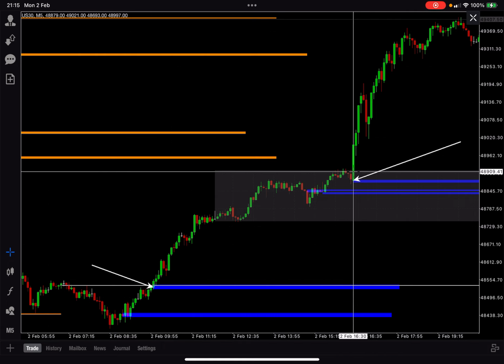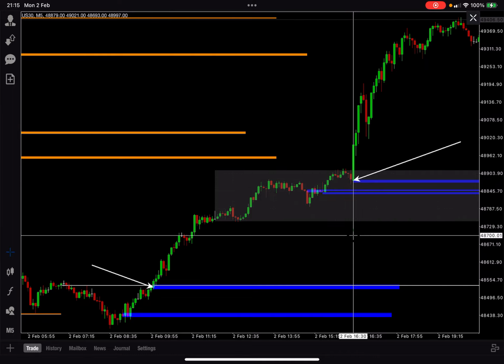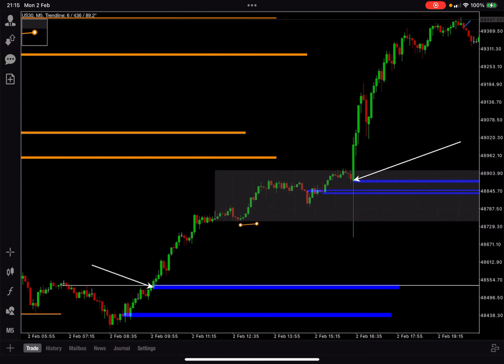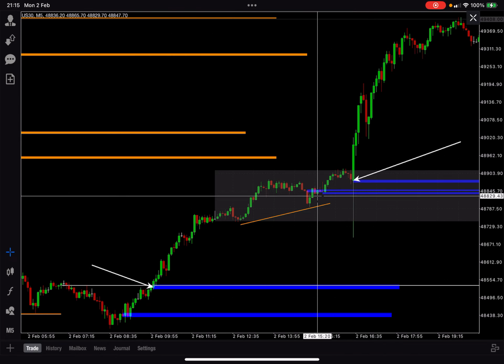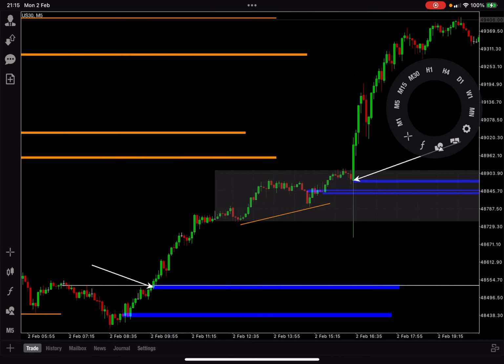Price opens very quickly, pushes down, takes the liquidity from here, and then rejects very fast, showing bullish support from that high volume time and pre-New York.